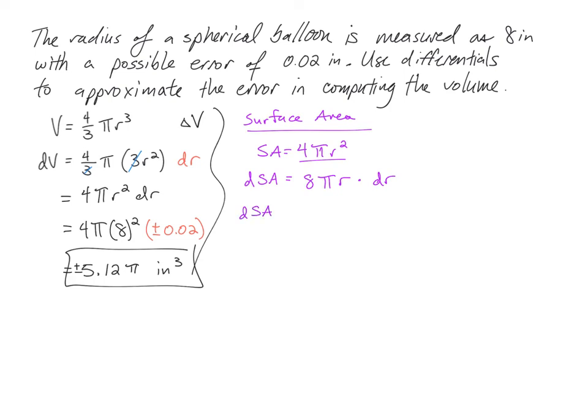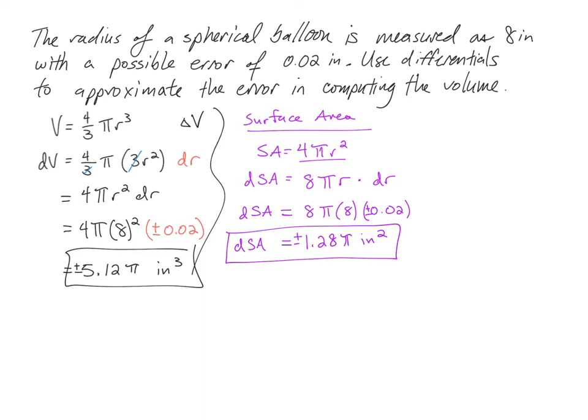So the approximation for the error here, dSA, the differential for the surface area, would be 8 pi times 8 times 0.02, which is 64 pi times 0.02, which is 1.28 pi inches squared this time. And in fact, we would have to have a plus or minus in front of this 0.02 and this 1.28 pi inches squared, because we don't know if that error is bigger than or smaller than the 8 inches.